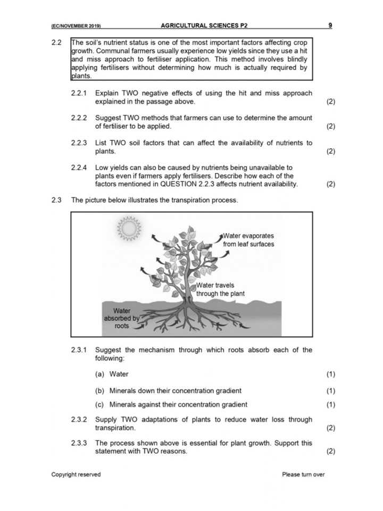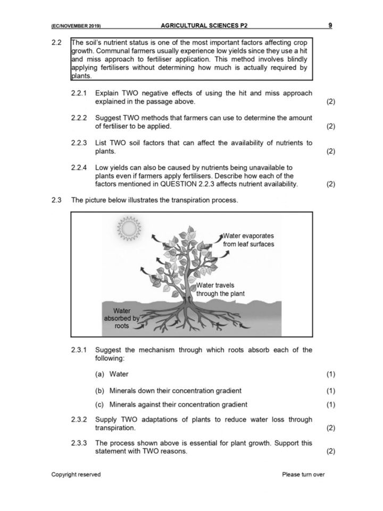Suggest two methods that farmers can use to determine the amount of fertilizer to be applied. So think about these two methods, write them down, and then at the end of the section, you're gonna compare your answers. List two soil factors that can affect the availability of nutrients to plants. Two factors, I mean. Low yields can be caused by nutrients being unavailable to plants, even if farmers apply fertilizers.